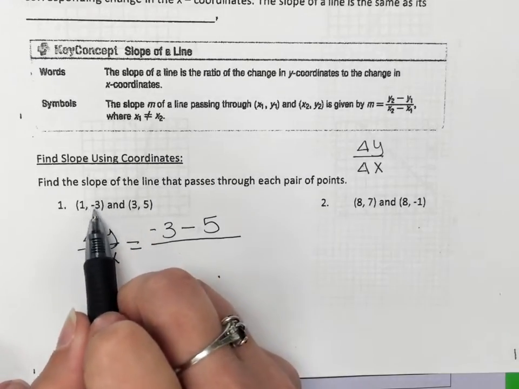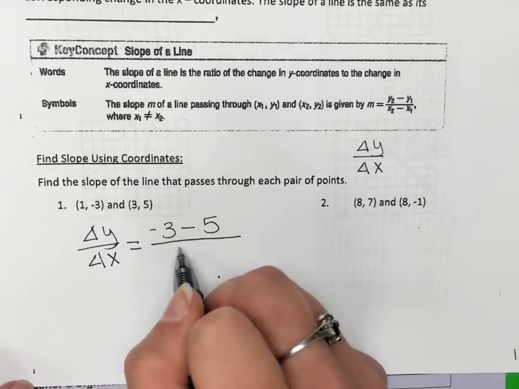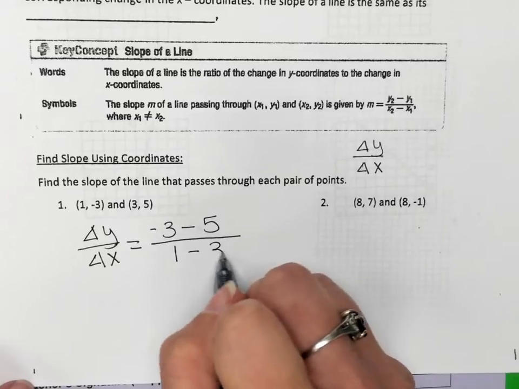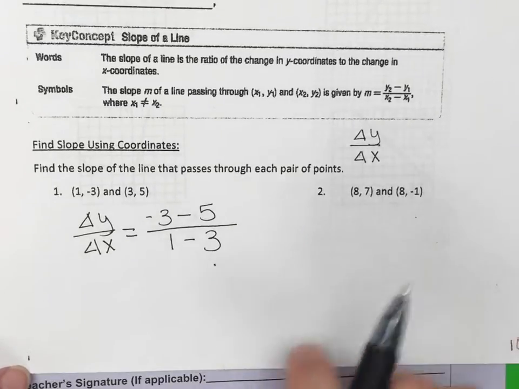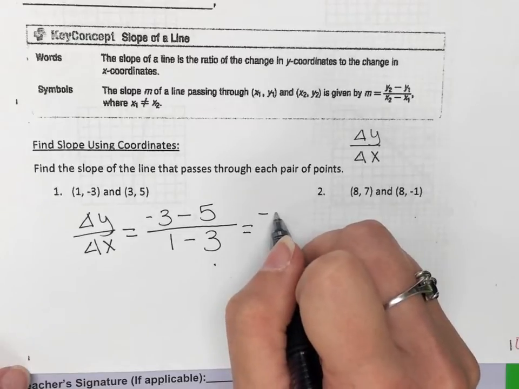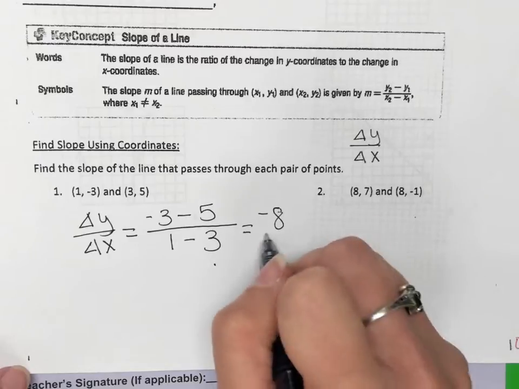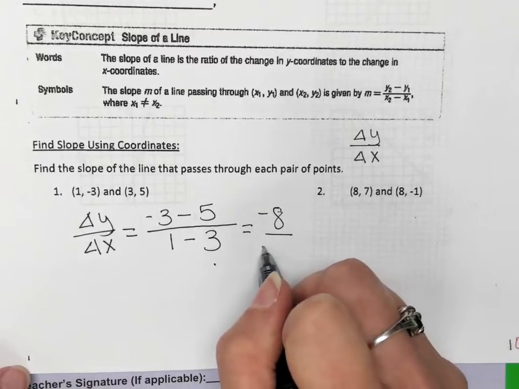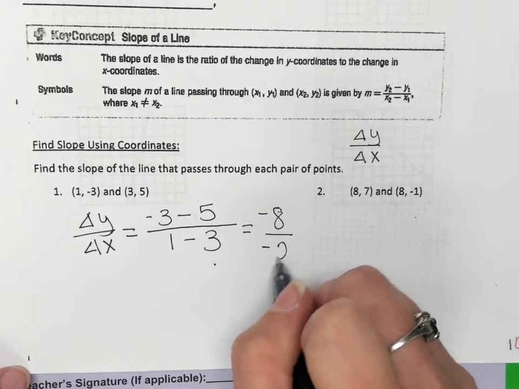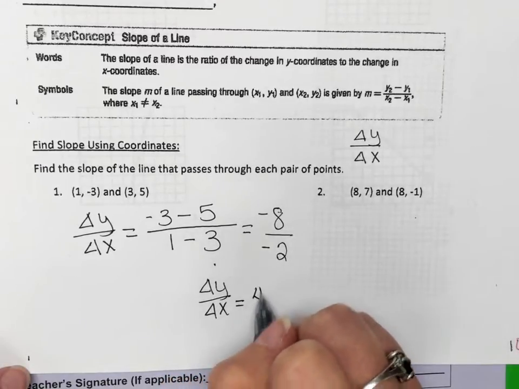So if you started with negative 3, what's the x value that you have to start with? 1. So 1 minus my other one is 3. So what's negative 3 minus 5? 8. There you go. And 1 minus 3? All right. And what's that give me? Positive or negative? Positive. There you go.